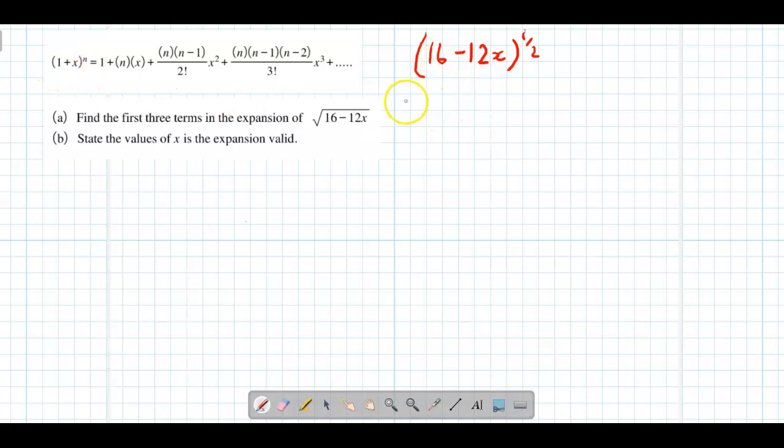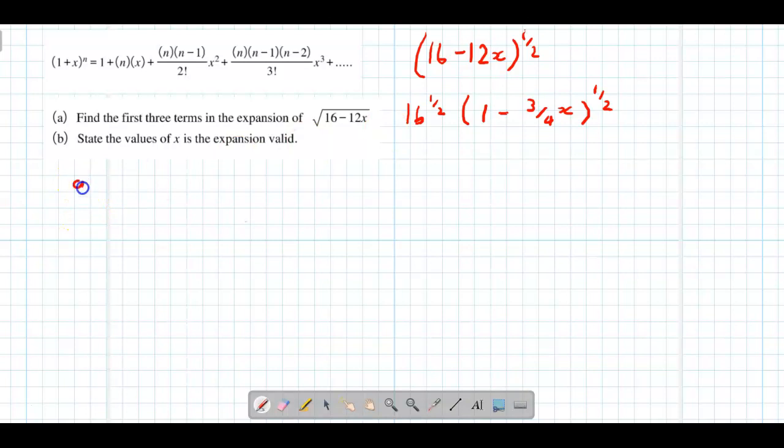So I'm going to take this 16 out and divide everything in the bracket by 16. But the 16 has to be to the power of a half when I take it out. Divide this by 16, and that gives me 1. Divide this by 16, and we get 3 over 4 x, all to the power of a half. Now that's the first step, and now I'm ready to expand it all.